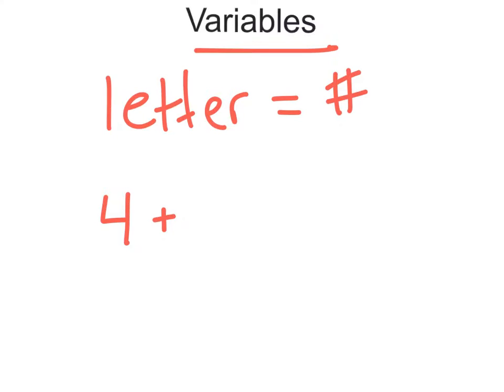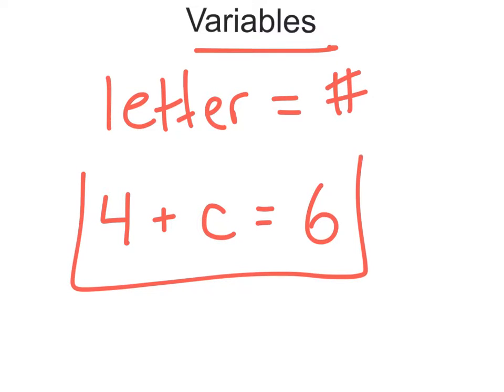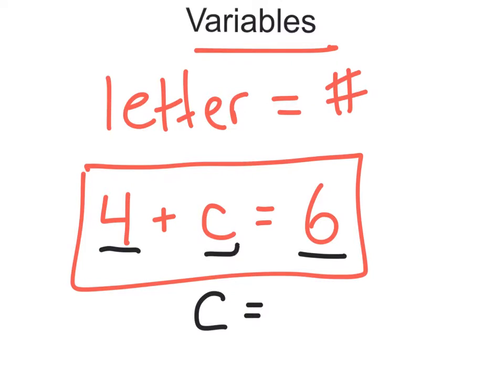4 plus C equals 6. So this is called an equation right here. And 4 plus C equals 6. Do you know what C equals? What would C be equal to? Well, in order for 4 plus C to equal 6, this number here should be a 2. And then it works. 4 plus 2 equals 6.